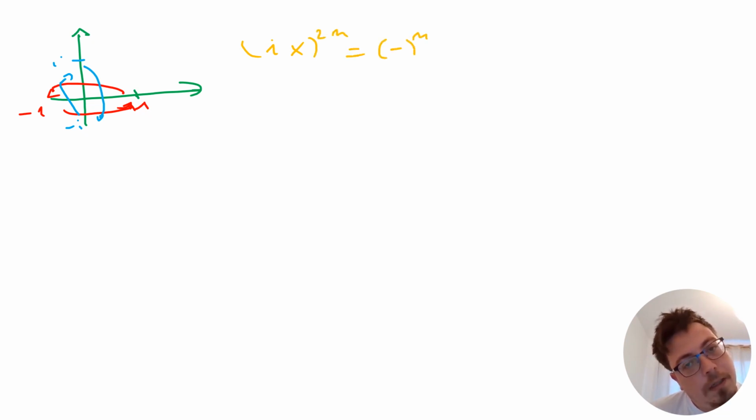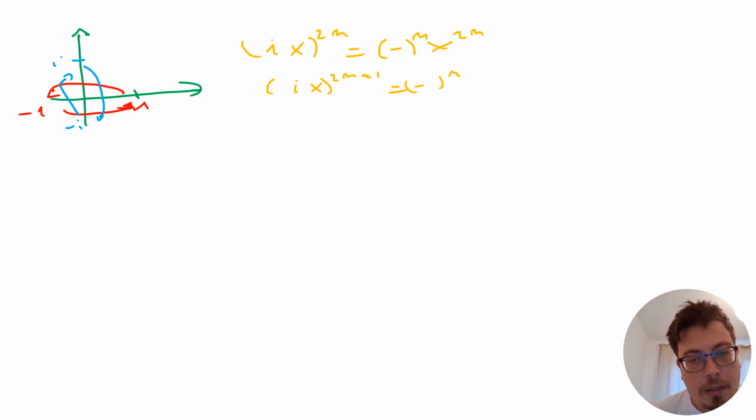So, i to the x to the 2n is equal to -n x to the 2n when it's even, and when it's odd, you get -n i x to the 2n plus 1.